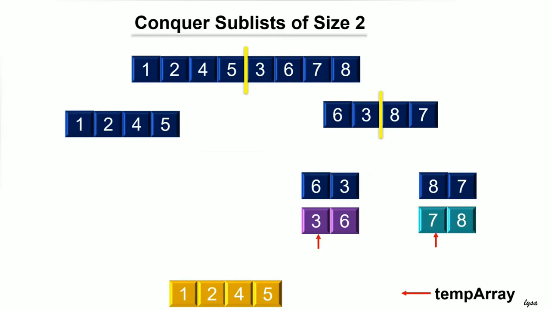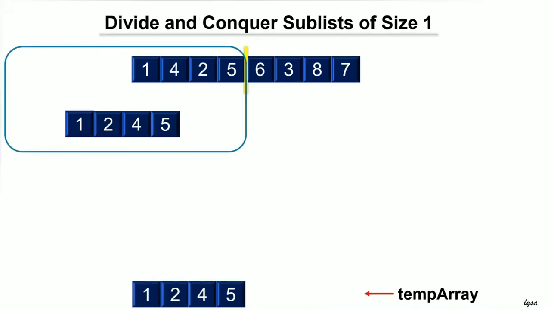I compare 3 and 7 and I write 3. I compare 6 and 7. I write it as 6. There is no element to compare in the first sublist, so I write 7 and I write 8. Now at this juncture, the left sublist is already sorted.